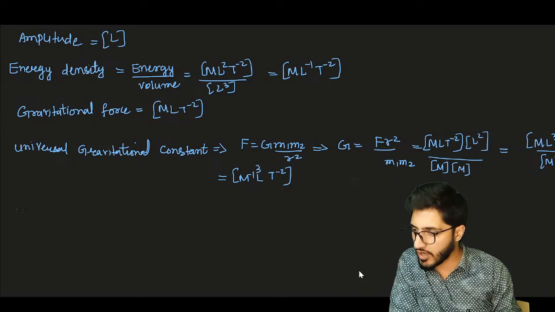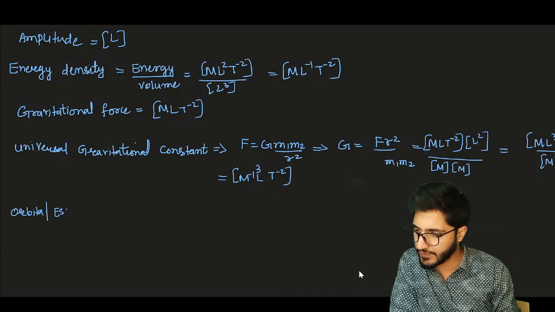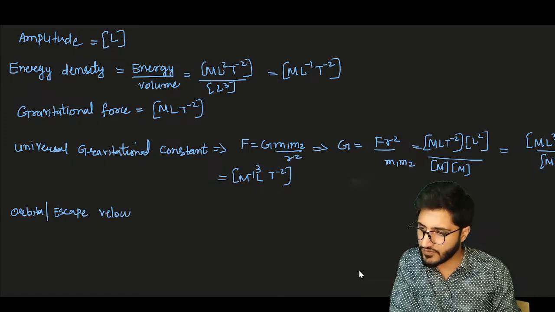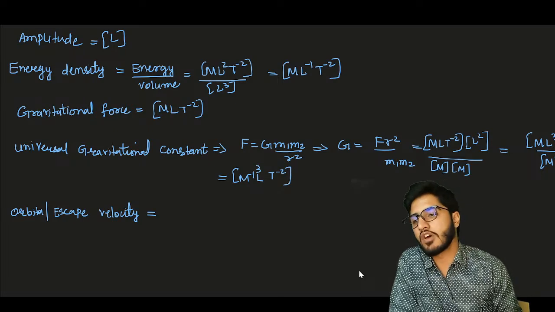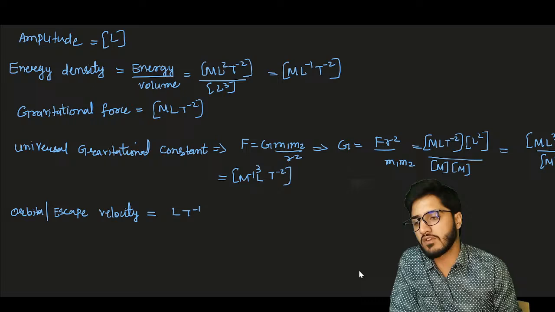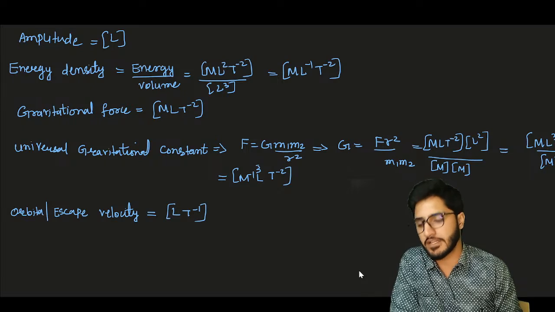We are having orbital escape velocity. Escape velocity. So basically, it is a type of velocity. So its dimension would be equal to the dimensional formula of velocity, LT^-1.